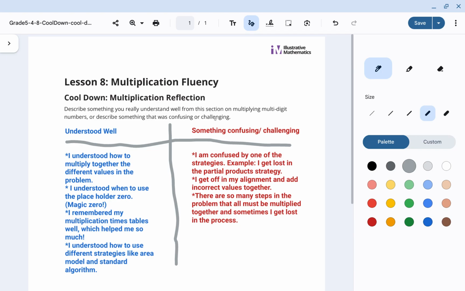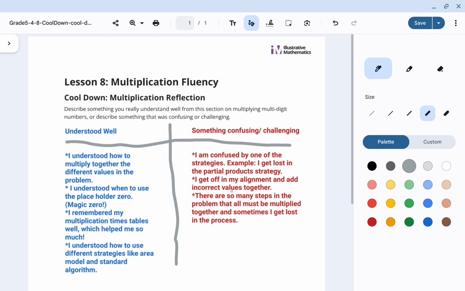Now over here, it is totally fine if instead of listing something that you understood really well, maybe you're someone who thought more about what you're still confused about, what is still a challenge, and this is a great place for me and you to have a conversation about how we can still help you. Okay, so one thing that I've seen time and time again is being confused, especially by one of the certain strategies. So for example, maybe saying, I get lost in the partial product strategy. Maybe with that strategy, you just get off on which values you're multiplying. That is a common thing that I'm seeing, right?